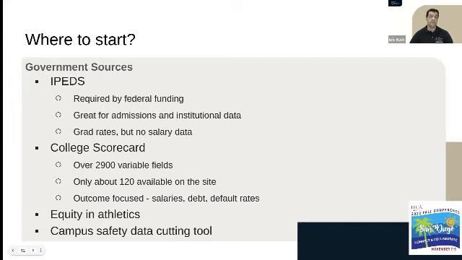And then finally, with equity and athletics and the campus safety data cutting tool, if you have interests in either of these pieces, like funding and funding by sport or just campus data, safety and stuff, we'll provide these resources and do a quick overview of how to use those. Very user-friendly. IPEDS is by far the least user-friendly of all of these right now.